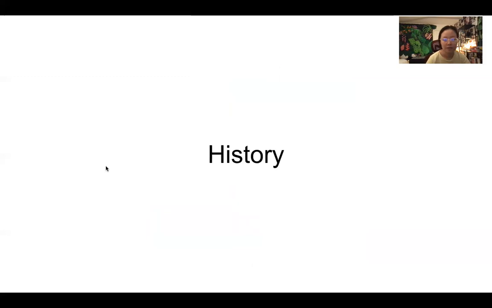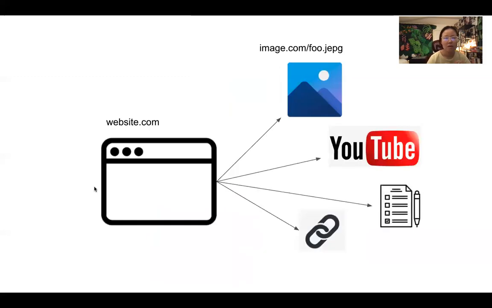So a bit of history. Back when the internet was a bit more simple, a website might make a request that was outside of its domain, and it might get simple things like an image. You might embed a video. You might submit a form. You could get a hyperlink, and these are all fine.